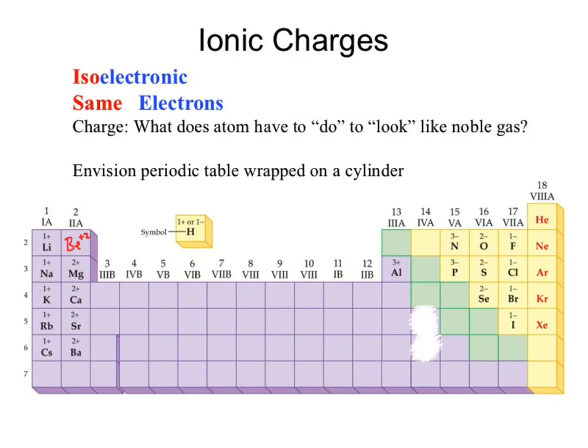Okay? The next big thing that comes out of our ionic charges is this term isoelectronic. Isoelectronic means same electrons. Okay? And the question underneath, what does the atom have to look like or do to look like a noble gas?